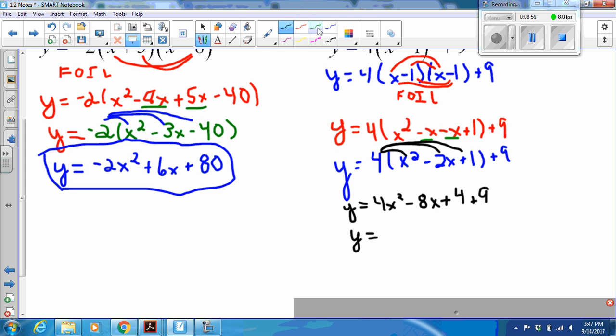Now, once again, we have to add like terms. The 4 and the 9 are like terms. So finally, our answer is 4x squared minus 8x plus 13. And this will be your final answer.